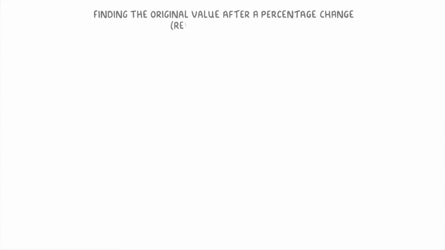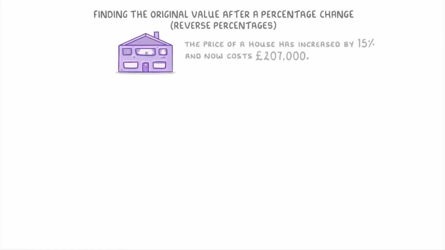In today's video, we're going to look at how we can find the original value of something after it's already changed by a certain percentage. And we sometimes call this reverse percentages. For example, let's take this question, where we're told that the price of a house has increased by 15% and now costs £207,000. And we're being asked to find out what the original price must have been.